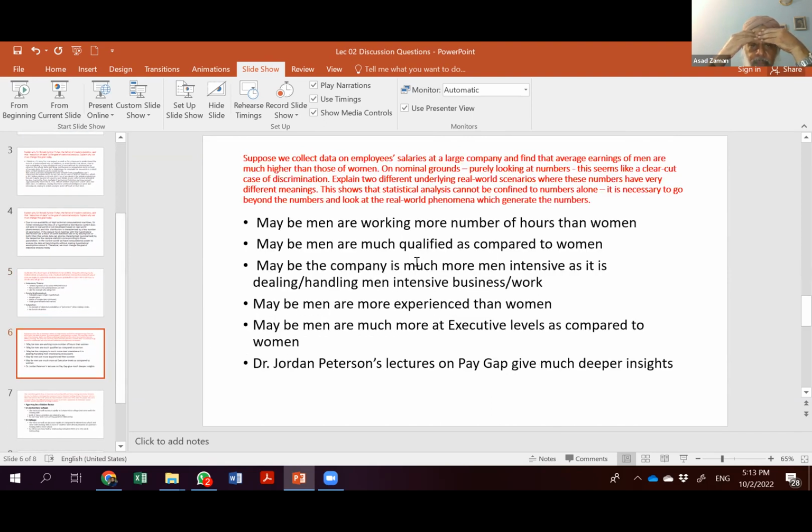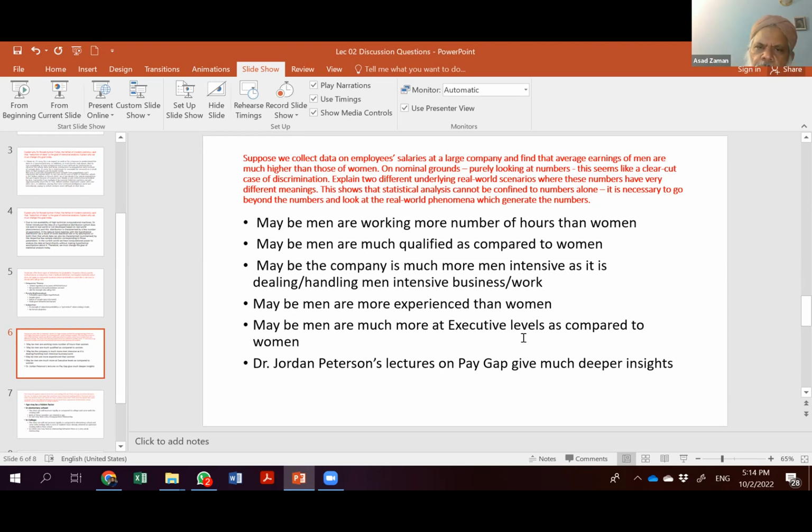The next question is: suppose we collect data on employee salaries at a large company and find that average earnings of men are much higher than those of women. On nominal grounds, purely looking at numbers, this seems like a clear-cut case of discrimination. Explain two different underlying world scenarios where these numbers have very different meanings. This shows that statistical analysis cannot be confined to numbers alone.